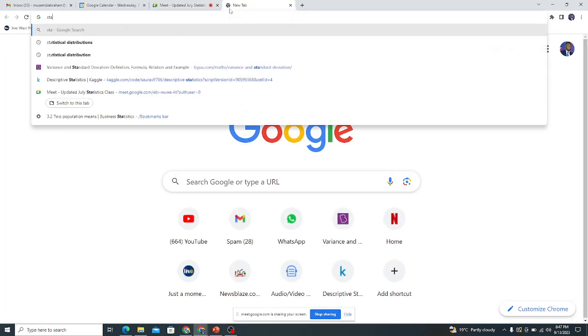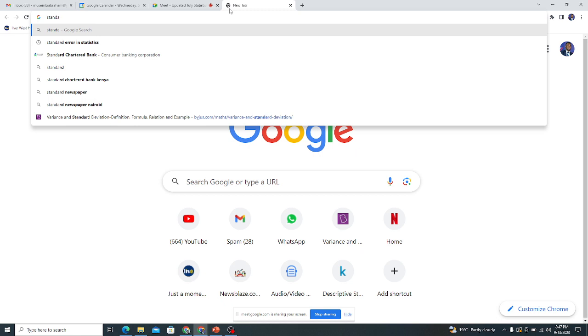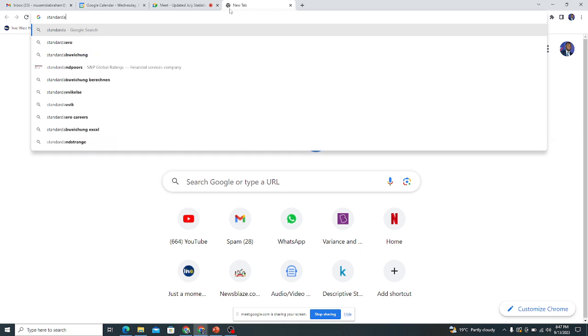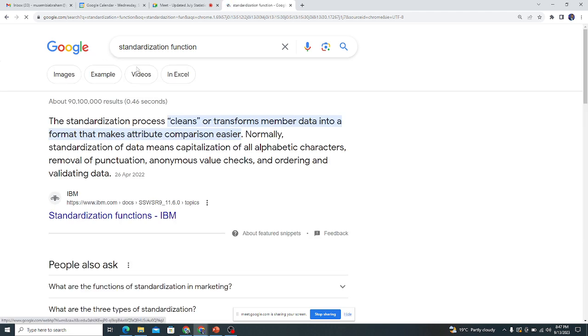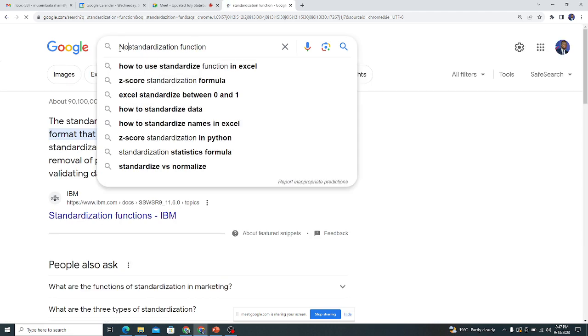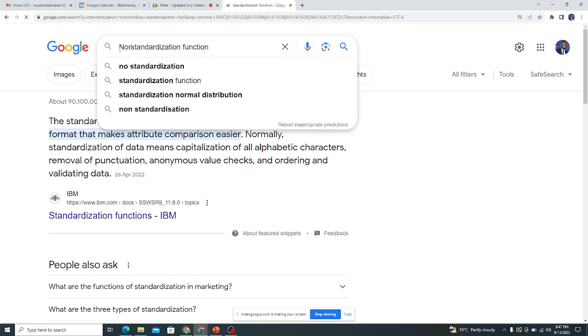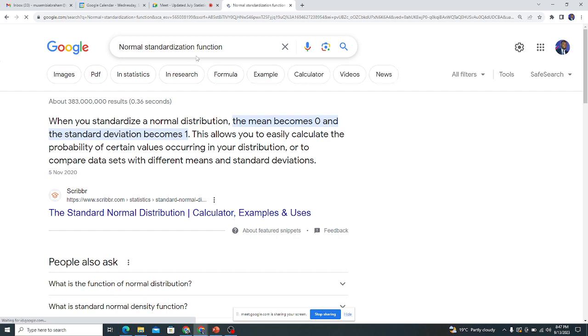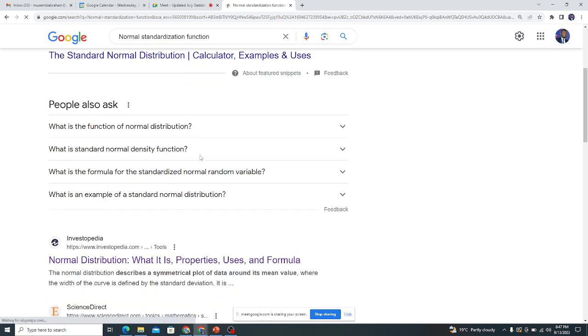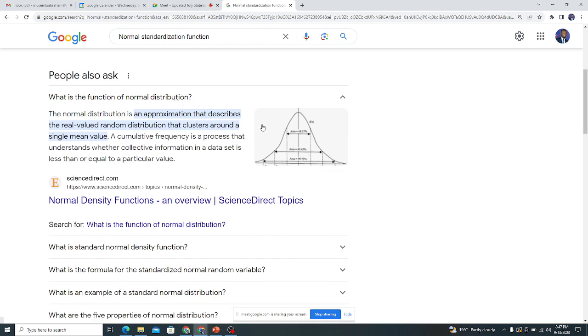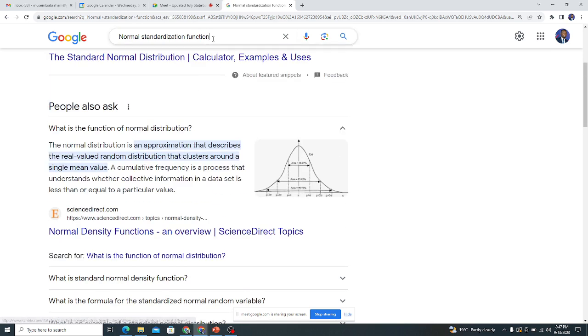So, standardization function for normal distribution, standardization formula or function. Yes, I just want the formula.